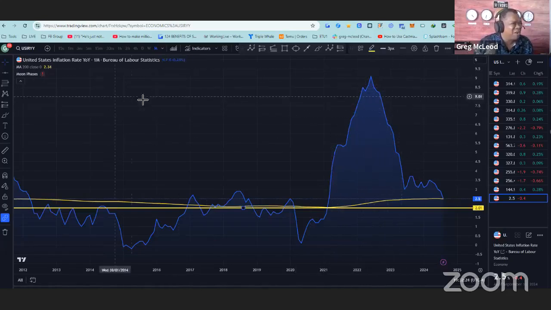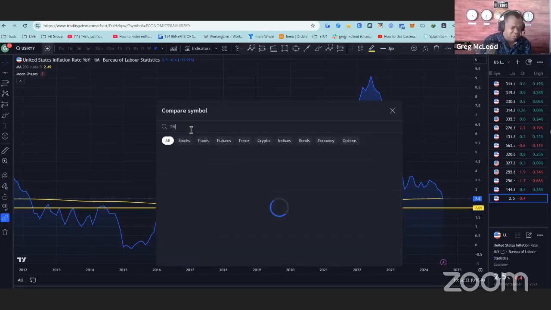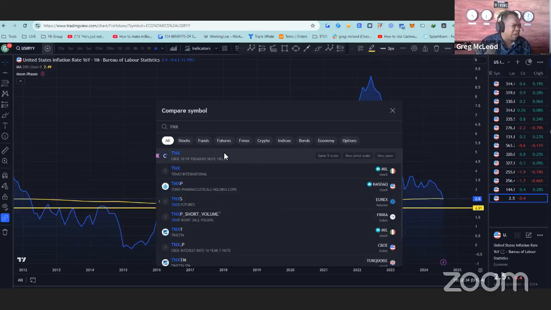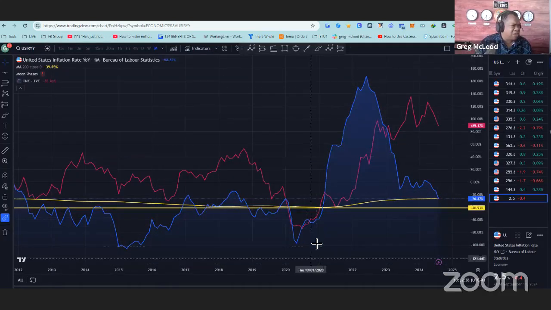Anyway, this is inflation, and I'm going to plot it against, if I can, the TNX, which is the 10-year Treasury note, right? And you can see that the Treasury note.